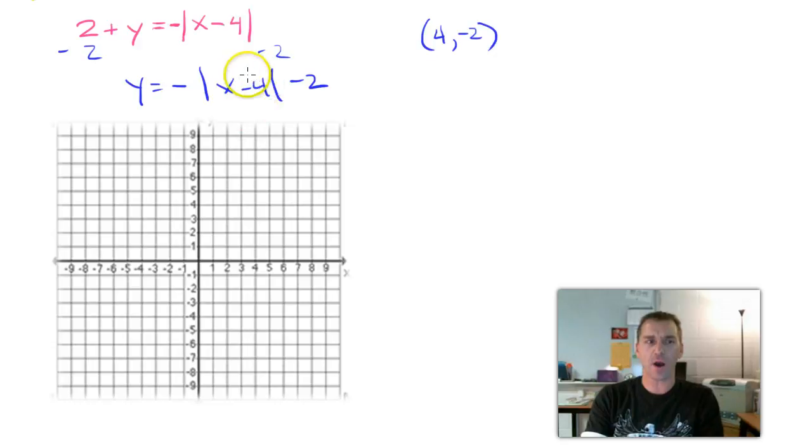Why positive 4? Remember, it's the opposite of this, and the same as that. So I put my vertex at 4, negative 2. Down through here is going to be my line of symmetry. Then I'll use the slope. It's negative, so it's going to be going downwards, a downward V. I'm going to use this as a slope, negative 1 over 1. So I'm going to go down 1 over 1, down 1 over 1, and so on and so forth.